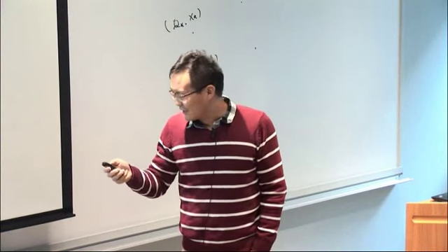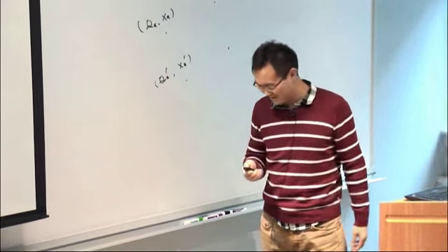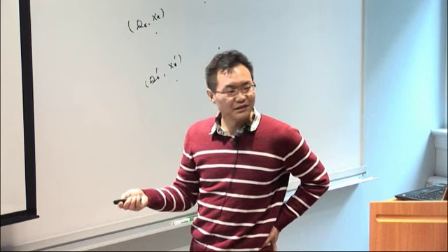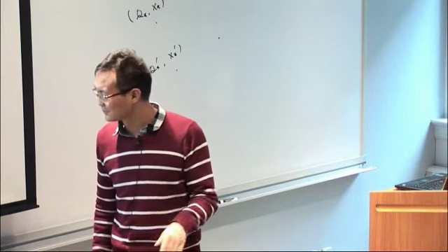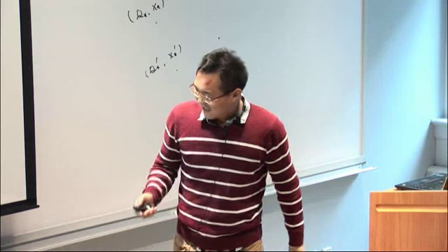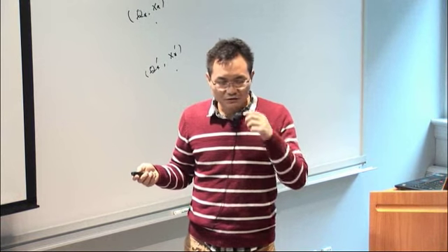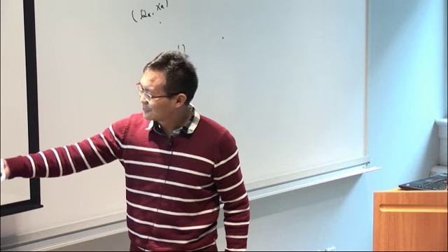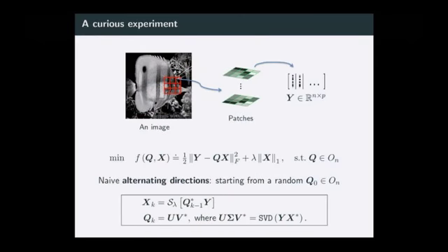And of course, this orthogonal group is not convex. So this one is definitely not convex. But let's just try something simple. Let's just try alternating directions. We fix one and optimize with respect to the other, and we start from random initializations. We don't do any tricky things about initialization. It turns out for these two sub-problems, you actually get very simple solutions, at least for this formulation.